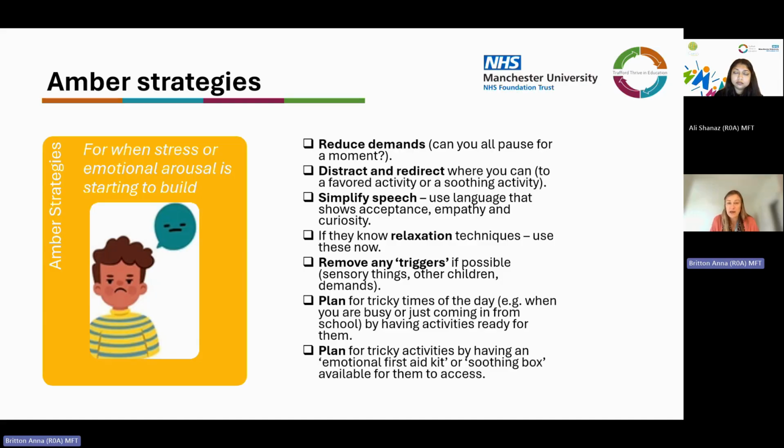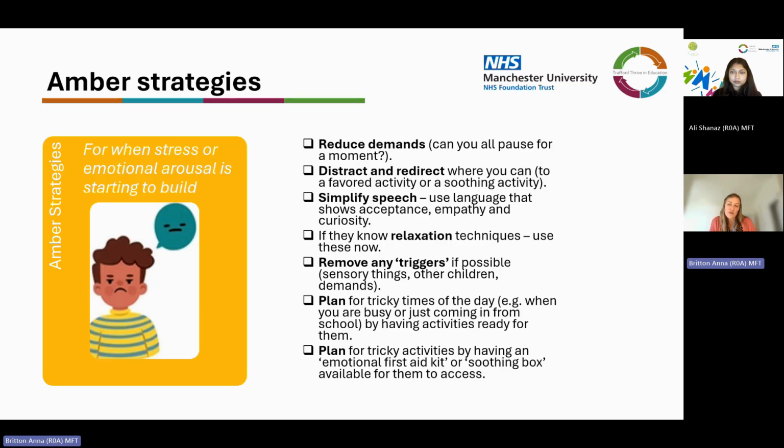Distraction, again, can still be really helpful at this point, especially if it's a favoured or a soothing activity, and especially if you have a bit of a routine of using that activity and they know it's helpful. Keeping your commands, we shouldn't be commanding, should we? Keeping your instructions really clear, really concise, and using simple language that makes sense to the child. Simplifying your speech to be inclusive, accepting, empathetic is really good as well.